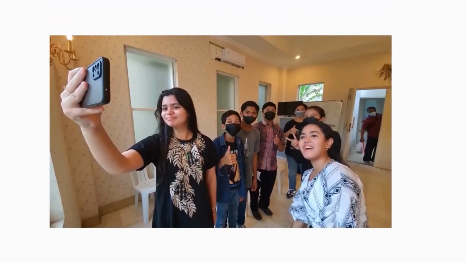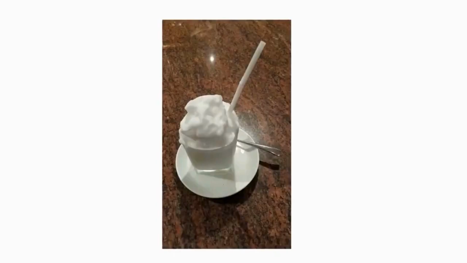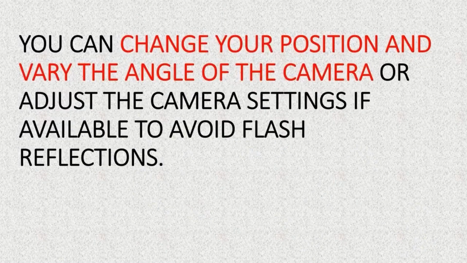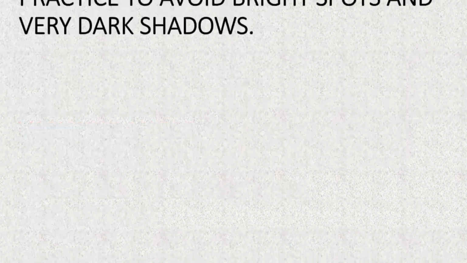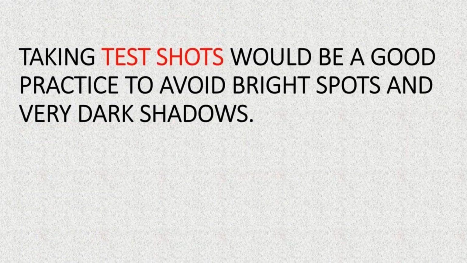When you use flash, be wary of its effects on reflective surfaces. Its light bursts can cause bright spots on the skin, wood, and glass. You can change your position and vary the angle of the camera or adjust the camera settings if available to avoid flash reflections. Taking test shots would be a good practice to avoid bright spots and very dark shadows.